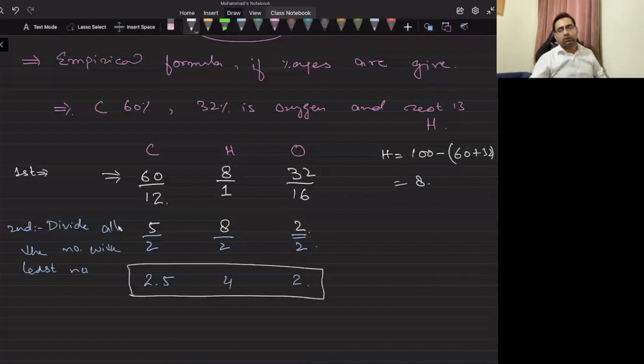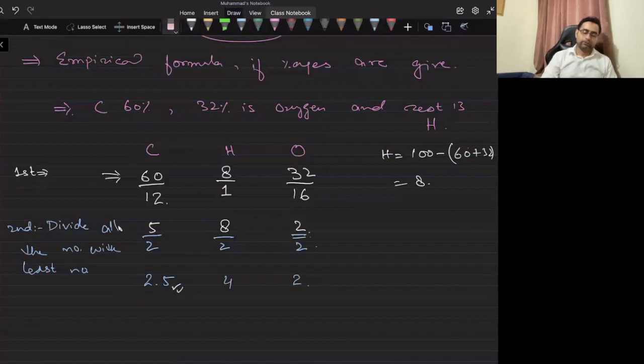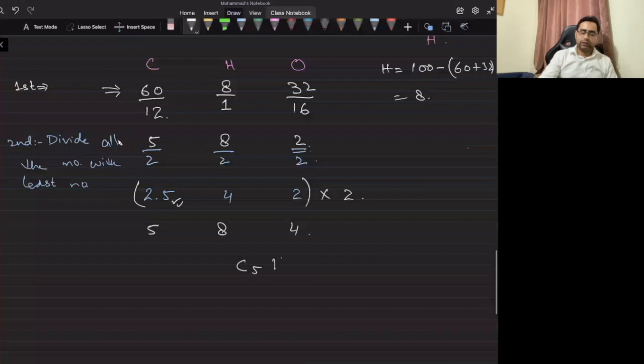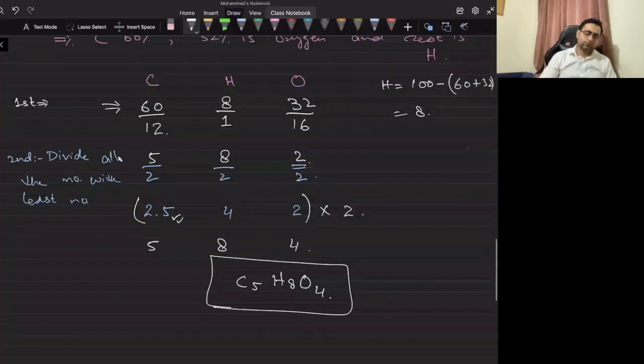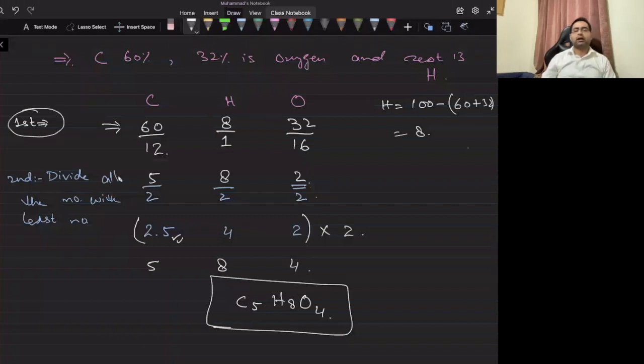But keep in mind, the number of atoms cannot be a decimal number in an empirical or molecular formula. So you will convert into whole numbers by multiplying all the numbers with 2. So your answer is going to be C5H8 and oxygen is 2. So the empirical formula is C5H8O2. This is the empirical formula if percentages are given to you. The rest you can use the same method. First, you will divide with the AR of the respective element, and second, you will divide all the numbers with the smallest number. That is your empirical formula.